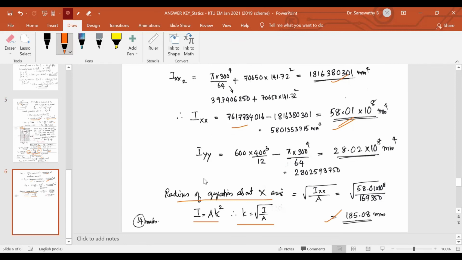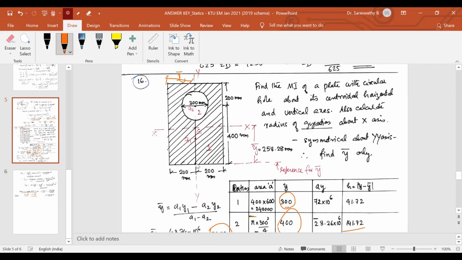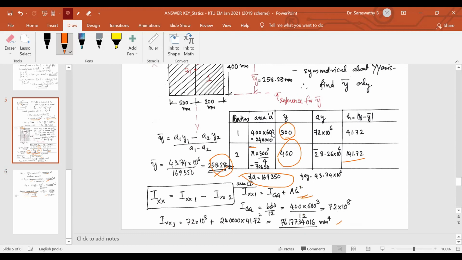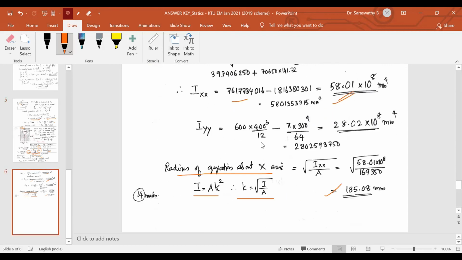Iyy of the section, moment of inertia about this axis, is d b cube by 12 for the rectangle, minus pi d raised to 4 by 64 for the circle. The moment of inertia about y-axis as well as x-axis for the circle are the same, pi d raised to 4 by 64. So we have got the moment of inertia about y-axis also.